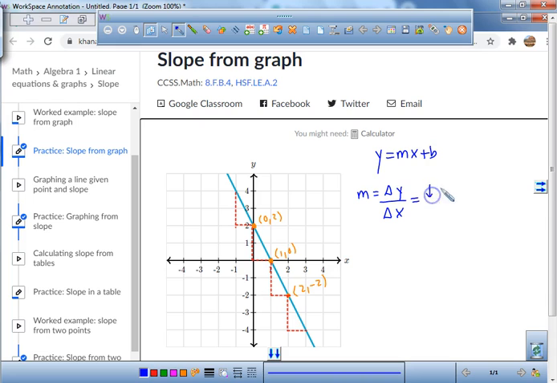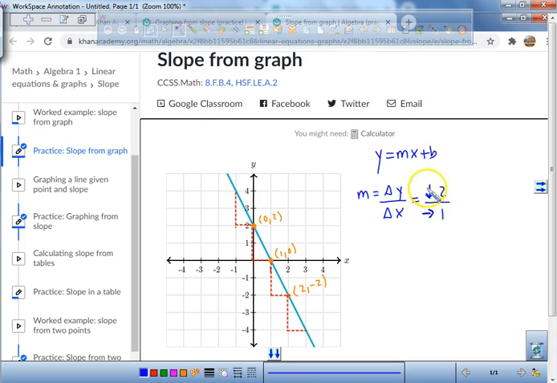So it goes down 2, right? And it goes over 1. So I know we don't usually put down 2 and over 1. Now, on the y-axis, if it's going down, what does that mean? It's going in a negative direction. On the x-axis, if it's going to the right, what does that mean? It's going in a positive direction. So what's negative 2 divided by 1? Negative 2, and that's what I'm going to type in.